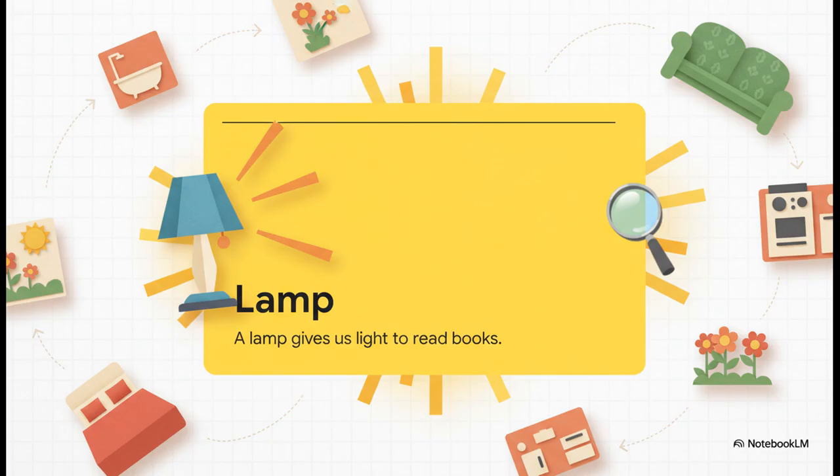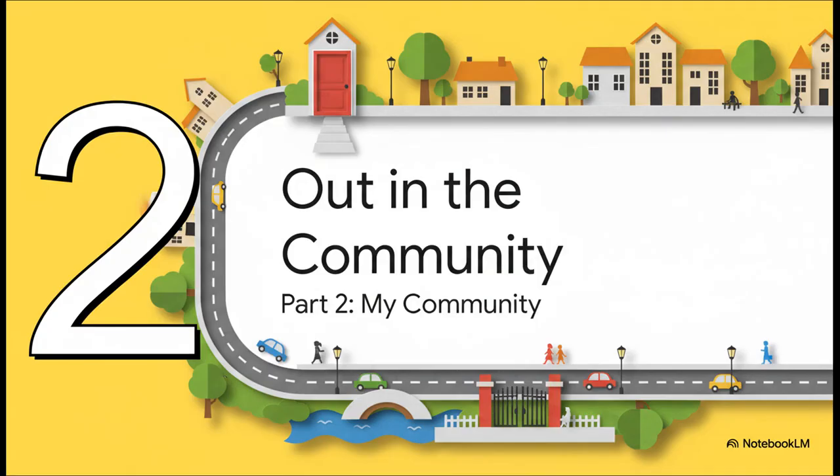Okay, now here's a fun one. The lamp. Think about it. Unlike a bed or a sofa, a lamp doesn't really belong to just one room, does it? Its whole job is to give us light, which means you could find one anywhere. It's a perfect example of how we often define an object by what it does for us. All right, so we've got our home covered. Now let's open that front door and step outside, into the wider world.